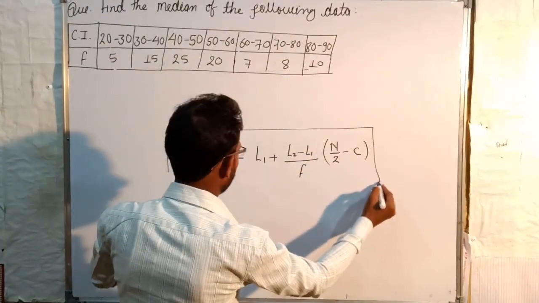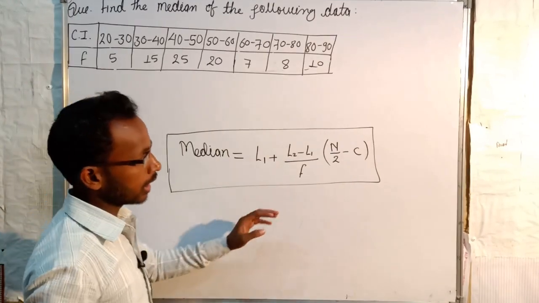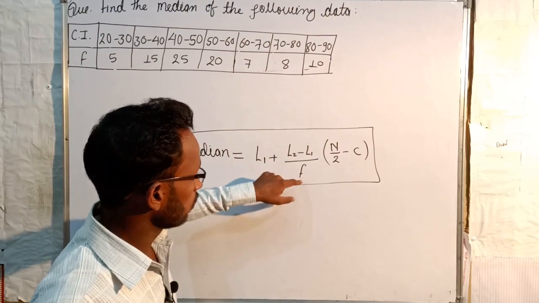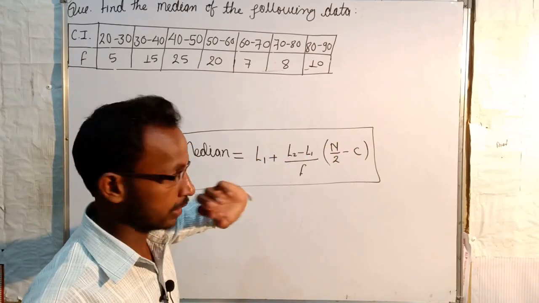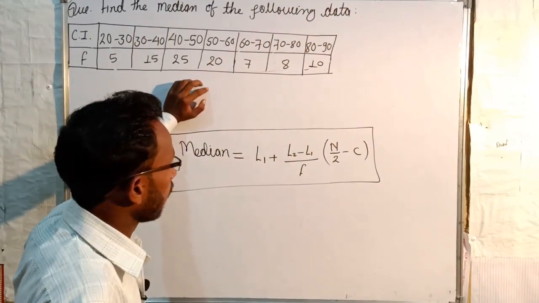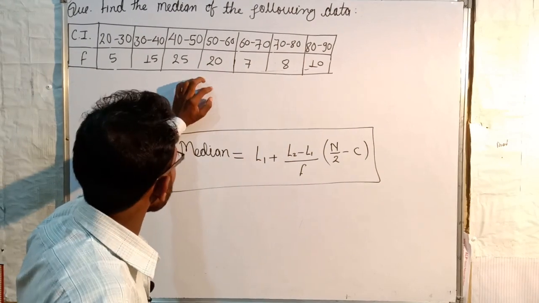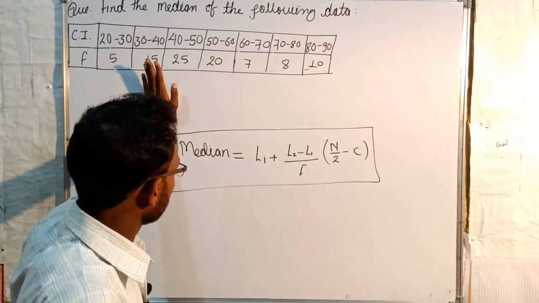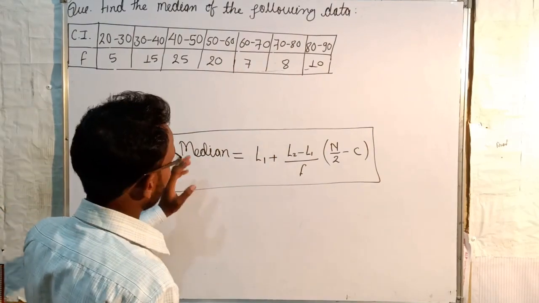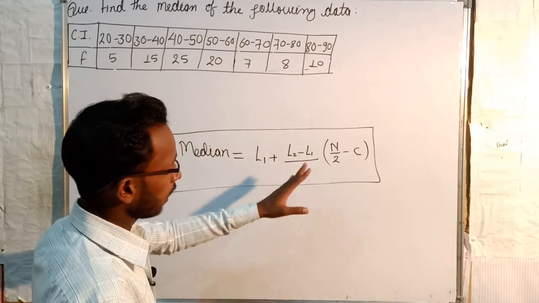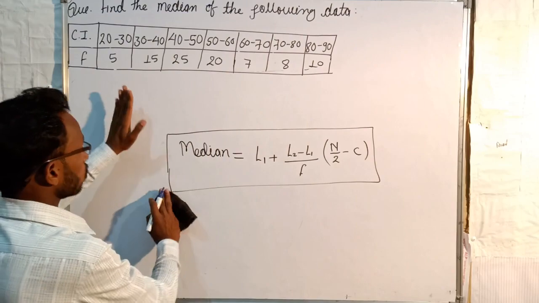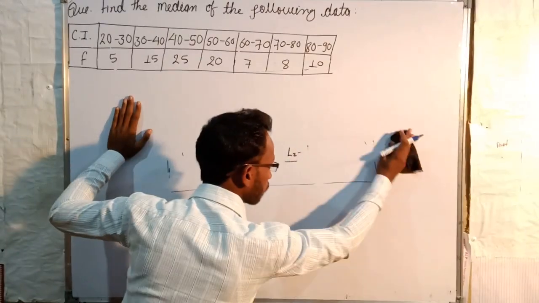For finding the value of median in any group data, at first you will have to find all the data: L1, L2, F, N and C. Now I will explain how to find all the data. Your data is given here in tabulated form. Now I will prepare another chart and tell you where L1, L2, C and F are. You will have to learn this formula very carefully, and use it to find the median.